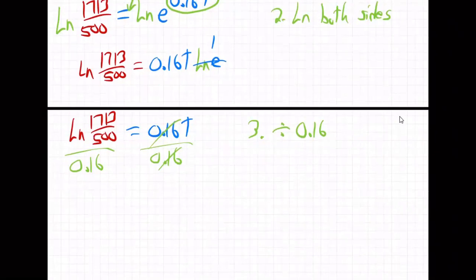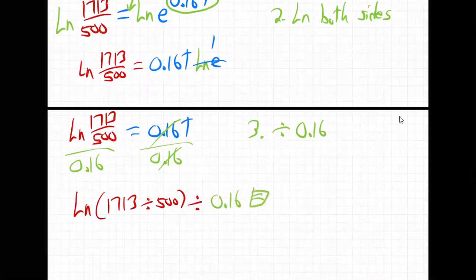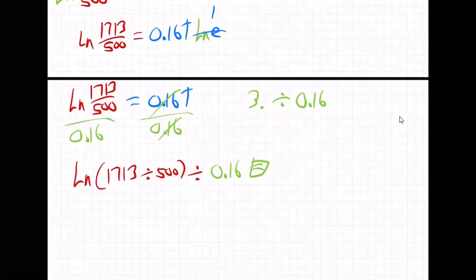So make sure when you do it, though, you're a little careful. So it's going to be ln, parentheses, 1713 divided by 500. Then close those parentheses and then divide by the 0.16 and hit equals. So let's see. I'm getting t equals, this is all going to be what t equals, 7.6962.